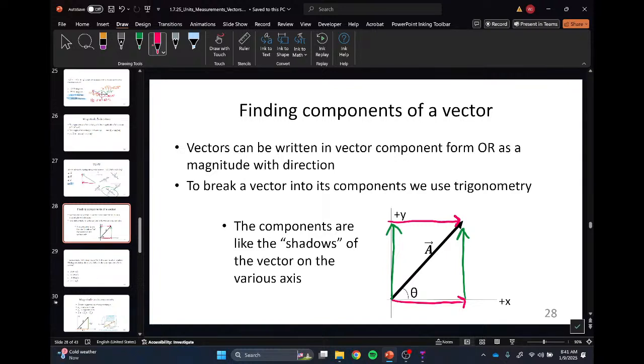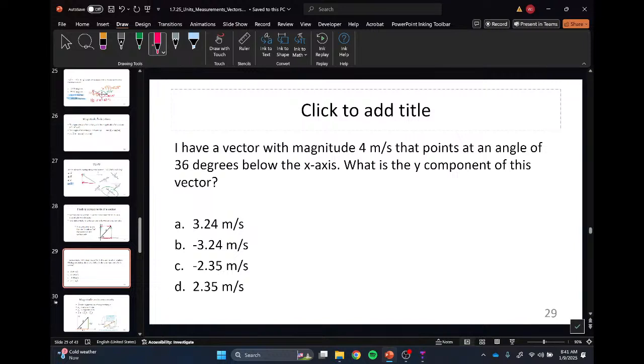All right, so to put some of these pieces and skills together, this next one is going to have a couple steps. I have a vector with magnitude of 4 meters per second. Don't worry about the meters per second now. Just worry that it's 4. The size of the arrow is 4. And it points at an angle of 36 degrees below the x-axis. What is the y component of this vector?